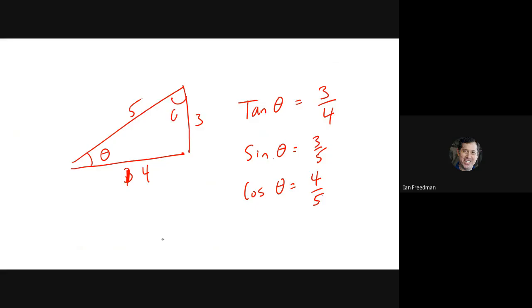Now you could actually define a second angle here. Let's call that angle phi. So you could say, for example, tangent of phi is going to be opposite over adjacent. It's a different opposite, right? The opposite is 4, so it's 4/3. Sine of phi is opposite over hypotenuse, which is 4/5. Cosine of phi is adjacent over hypotenuse, so 3 over 5. And you'll notice that 3 squared plus 4 squared is equal to 5 squared. 9 plus 16 is 25.